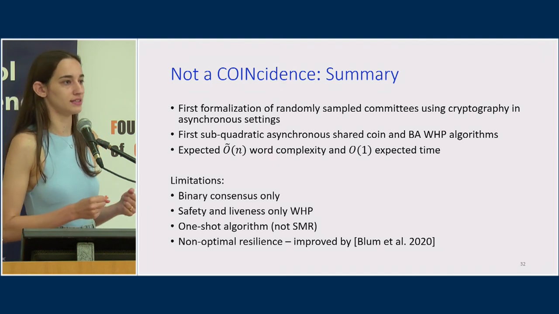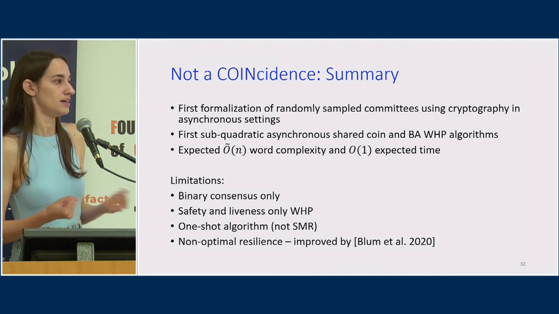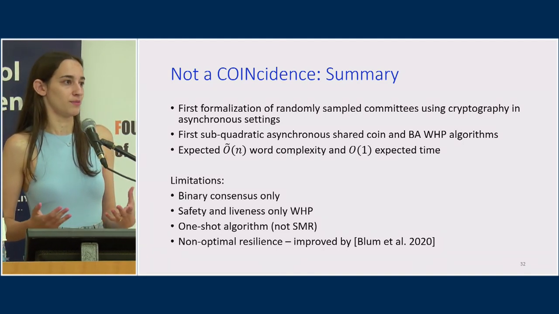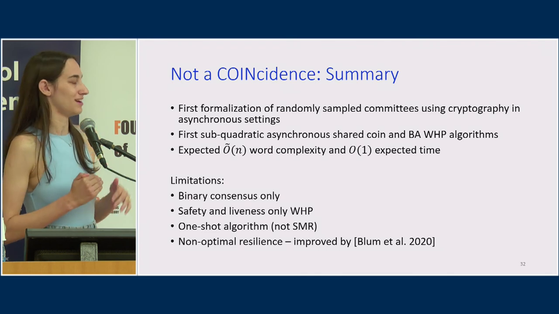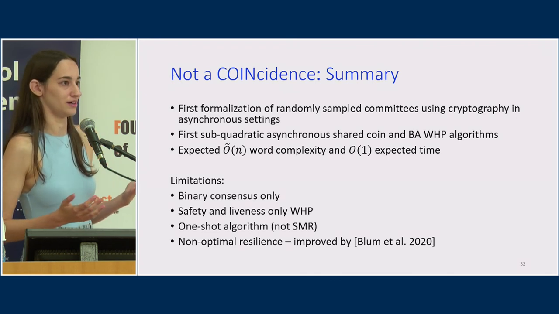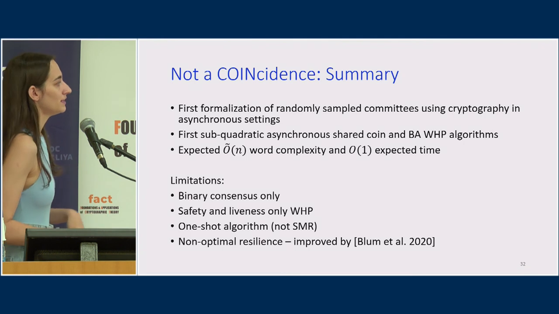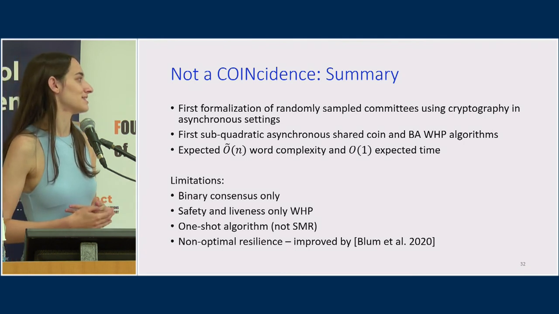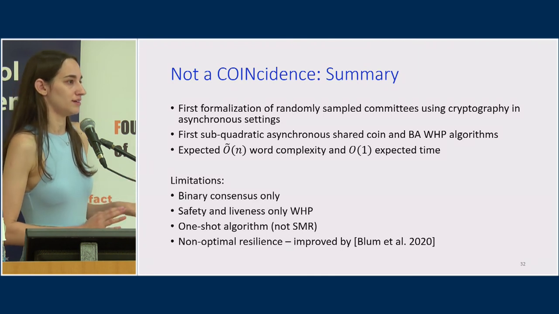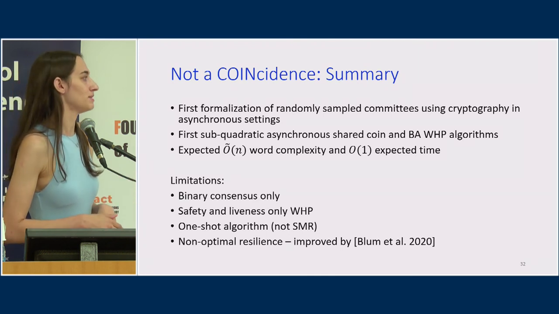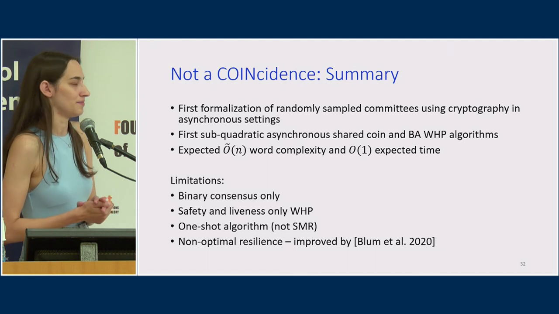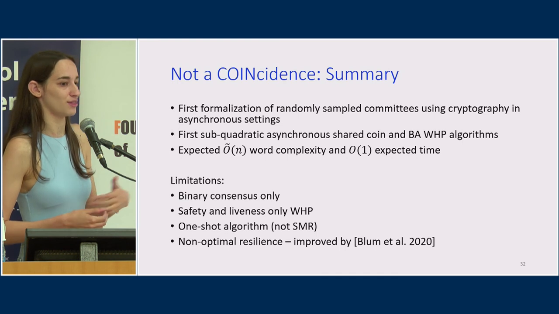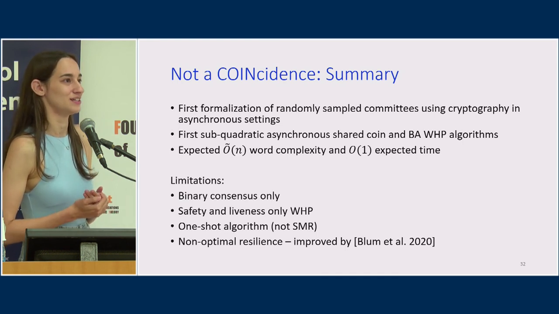We cannot take this algorithm and construct a state machine replication from it. If you remember, all the probabilities are with high probability. If you put them on top of each other, it will no longer hold. Finally, we have a non-optimal resilience because of the probability equations. This was already solved a few months after our work was published by Blum et al. So this is in its optimal state now. But everything else, you can go ahead and solve it yourself.